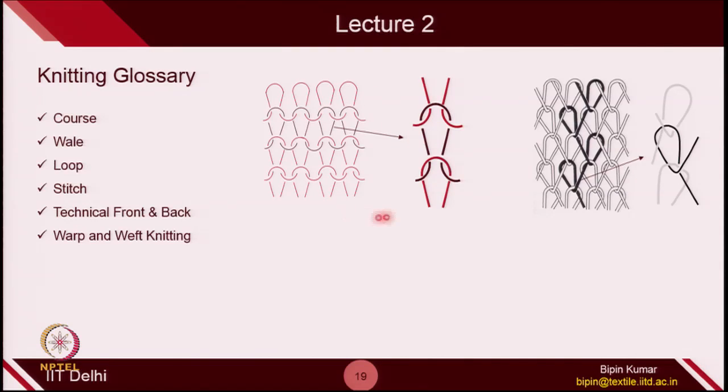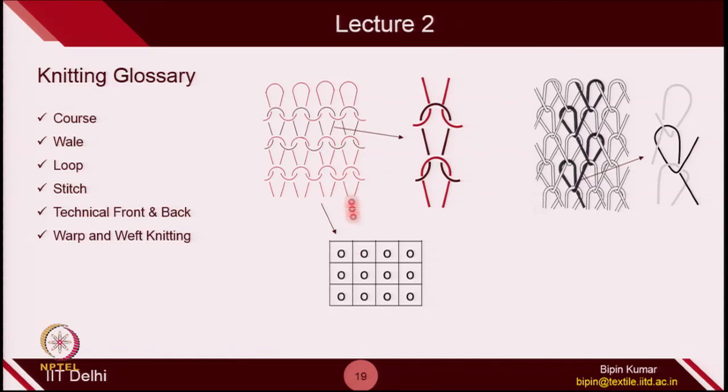Also, we tried to learn how we can explain a fabric structure in terms of technical front and back loops by simple representations. So, for example, if you see this fabric, we can simply represent it as zeros in a table. So, we finish lecture 2 now. In the next lecture, we are actually going to learn how we make these loops, especially the most simple one.